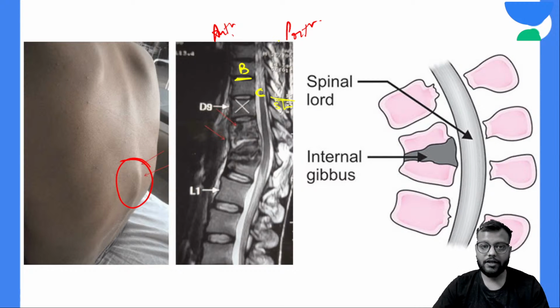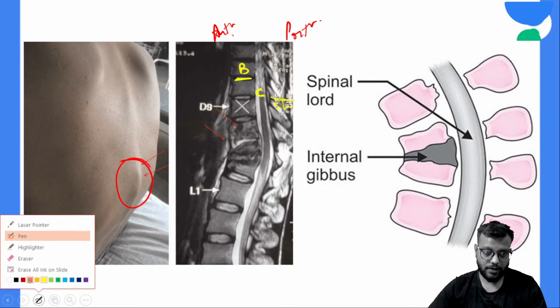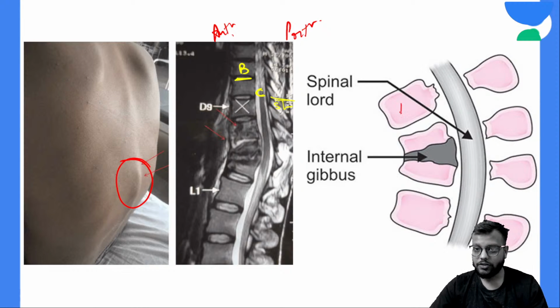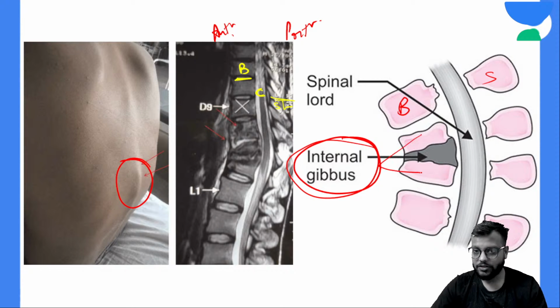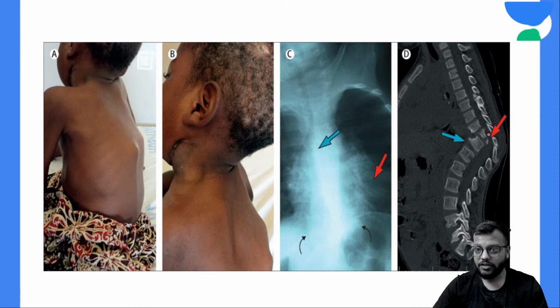Okay, so this is your anterior, this is your posterior, and here you can see, yes, here is your spinal cord, this is your vertebral body, this is your spinous process, and here you can see this is an internal gibbus lesion which is leading to this type of bony ridge here. You can very easily appreciate this bony ridge, starting from the anterior wall. This is the characteristic feature of Pott spine.